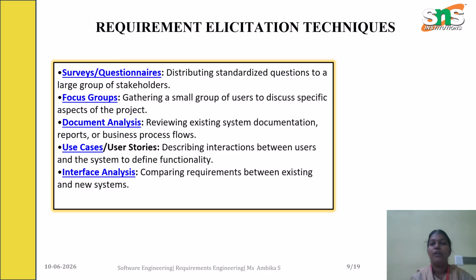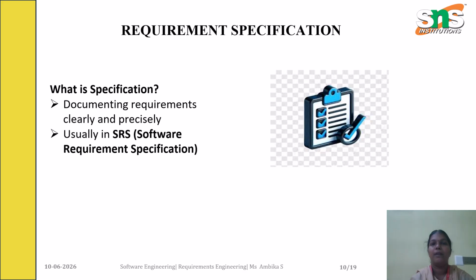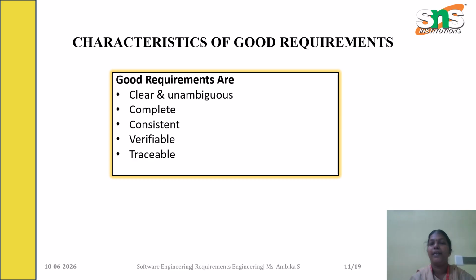Next, the use cases. They describe how the users interact with the system to define the functionality of the software. Next is interface analysis, which is done by comparing the requirements between the existing and the new systems. Next is requirement specification, which is usually done using the SRS, software requirements specification documentation. Characteristics of good requirements: they should be clear, unambiguous, complete, consistent, verifiable as well as traceable.